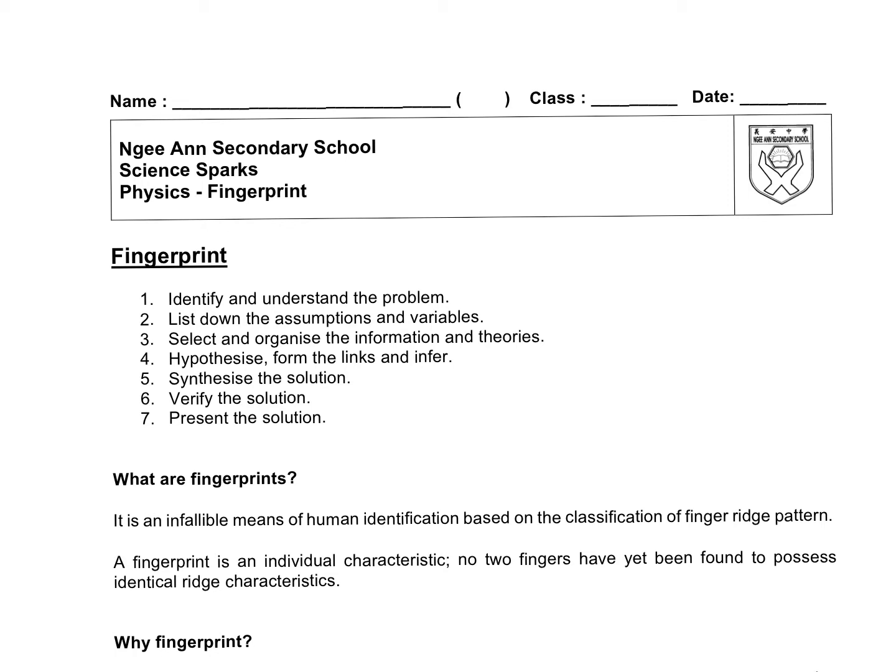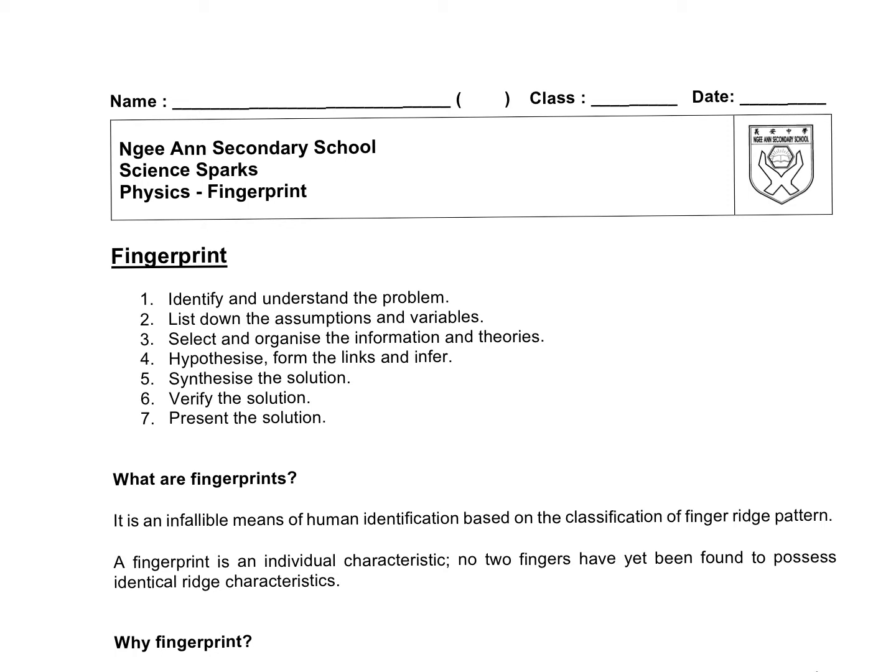First, identify and understand the problem. Second, list down the assumptions and variables. Third, select and organize the information and theory. Fourth, hypothesize, form the links and infer. Fifth, synthesize the solution. Sixth, verify the solution. And seventh, present the solution.